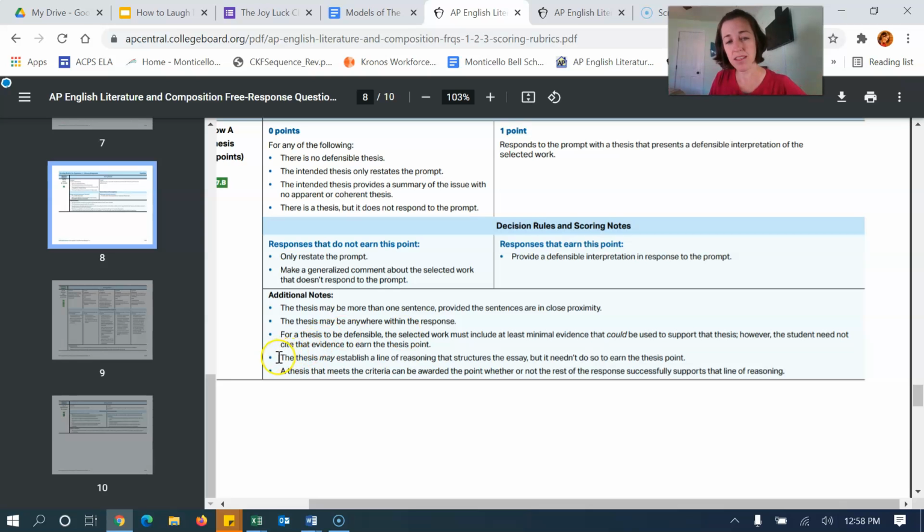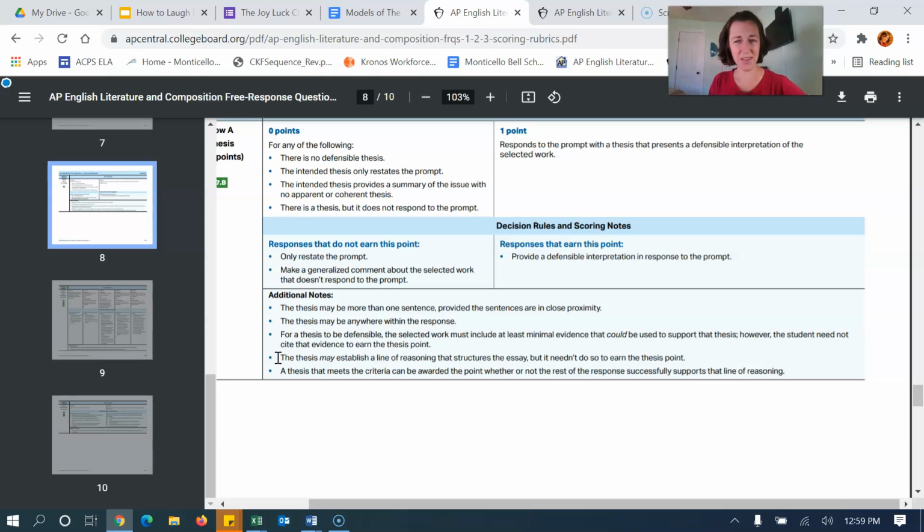And that's similar to this last point, or second to last point. The thesis might establish a line of reasoning that structures the essay, but it doesn't have to. Do you remember how last week I talked about there were conceptual theses that didn't exactly give you yet the scenic view? That is an example of a thesis that doesn't have a line of reasoning but can still work nicely. And they're admitting that here in their rubric language: it doesn't have to have a line of reasoning.